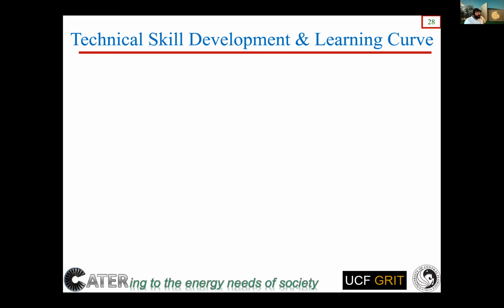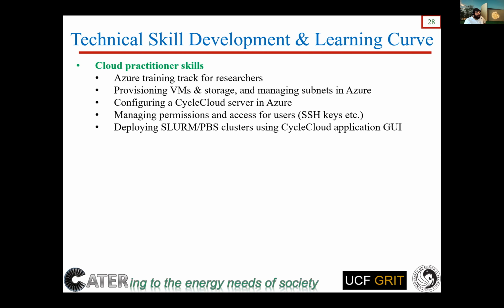So from the pain points, the next thing is, what might you want to look at in terms of skill development? You might want to look at cloud practitioner skills.